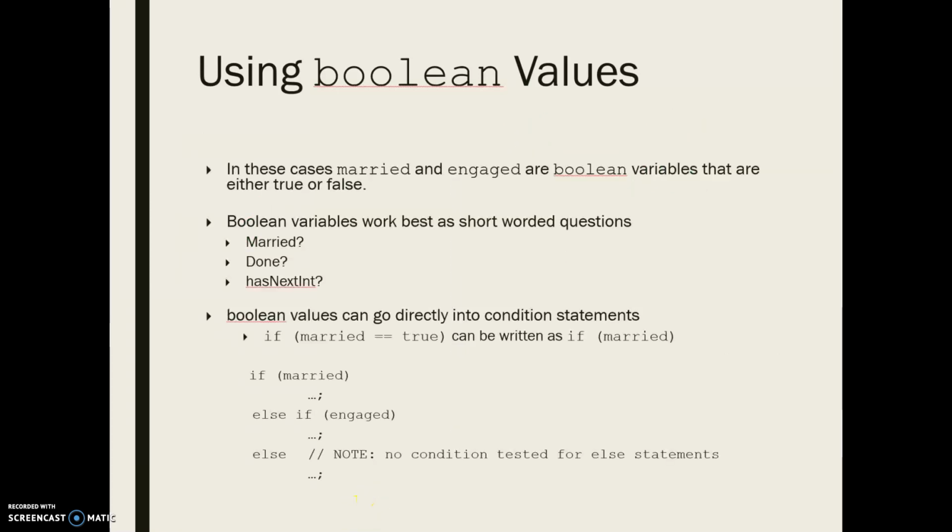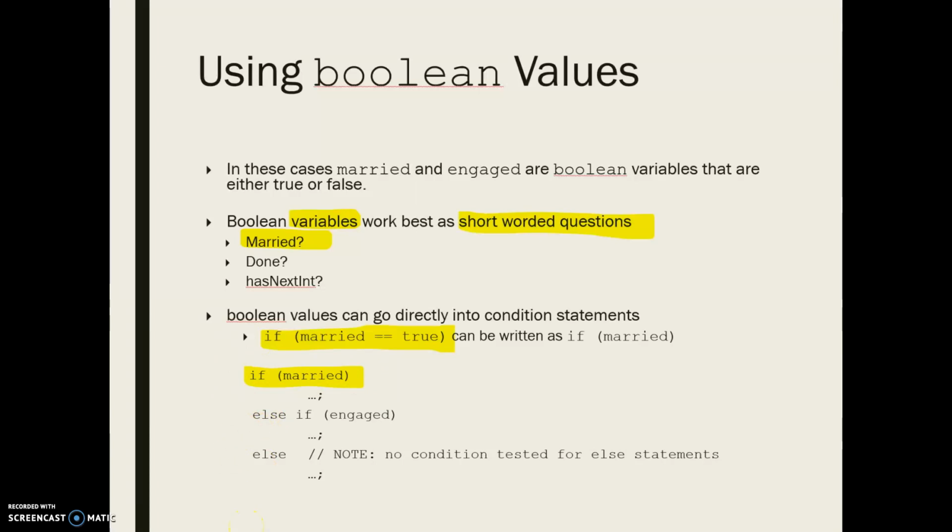When we are using our Boolean values, we always want to name our variables in ways that are kind of answered as short-worded questions. For example, if I have a Boolean called married, then if it's true, I know the person is married, and if it's false, I know that they're not. And so then in my code, I can either write if married equals true, or I can just say if married. And essentially, if the married Boolean is true, then this code is executed. If the married Boolean is false, then it goes on to the next one. And I can keep on moving on down the line.